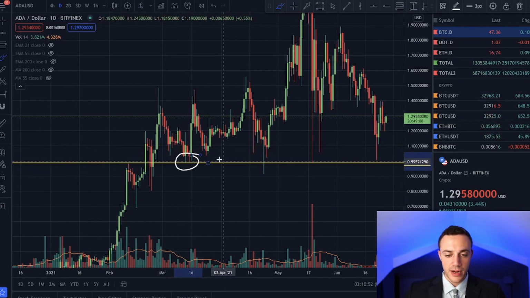Price tested it here and formed a bit of a demand zone, which is what this test is. And then we swept the lows. Again, you always look for these stop loss hunts, right? It swept the lows here, but the buyers did step in.